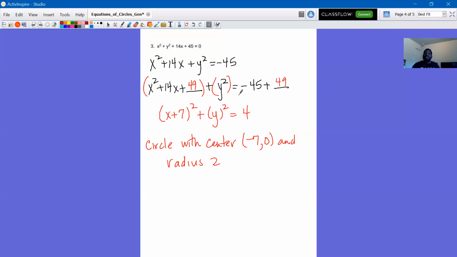So to conclude, to describe a circle, you will need to write it in its standard form by completing the square. Once you do that, then you describe the circle by finding the center and the radius.